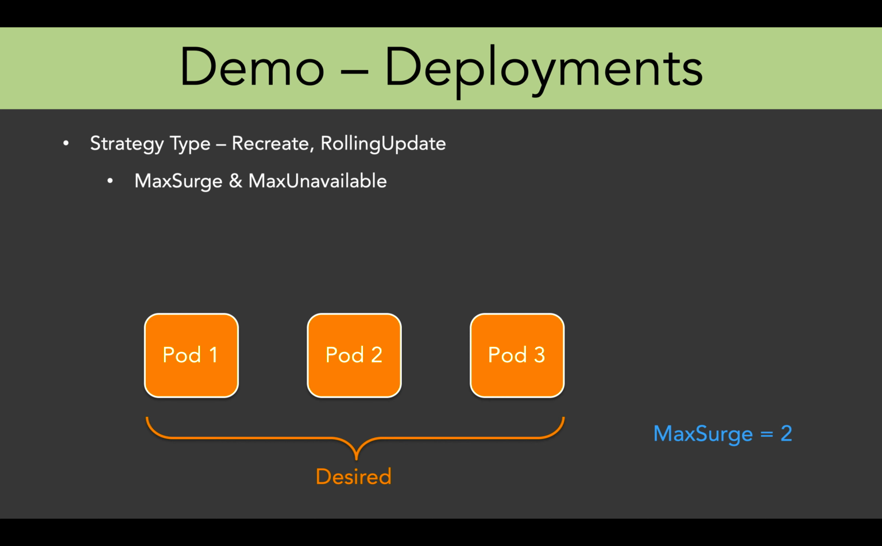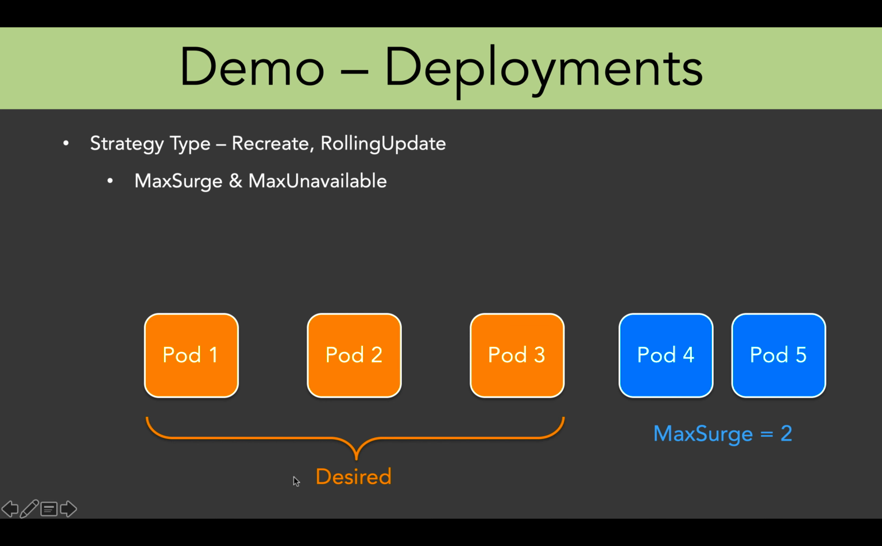For example, let's say we mention max surge to be 2, which is an absolute number, not a percentage. What will happen is during the upgrade process, the deployment will create two more pods, and these two are over and above the desired count. Desired count is still 3, but as you have mentioned max surge to be 2, these two pods would be created additionally as part of the rolling update. Now, what will happen to the old pods? Of course, the old pods would be deleted, but at any point in time, the maximum number of pods which can run over and above the desired number of pods is mentioned by max surge.